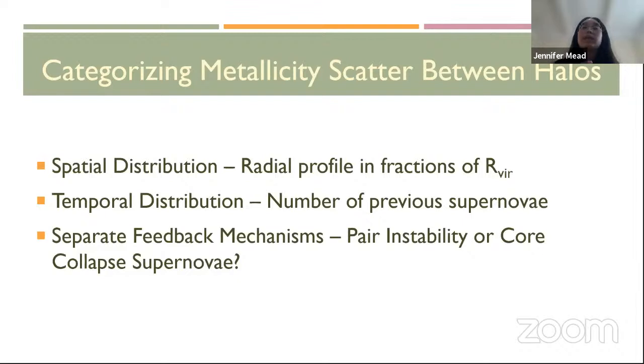So first, we look at the spatial distribution by using a radial profile and fractions of the virial radius. We look at the temporal dimension, and we do this by categorizing our halos by the number of previous supernovae that have gone off. The rationale for this being that with each additional previous supernova, we should be getting additional metals in our halo. And then lastly, we again wanted to look at the differences between different feedback mechanisms. So primarily we're looking at pair instability supernovae, which are in our pair instability run, versus core collapse supernovae, which are the supernovae we have in our no pair instability run.